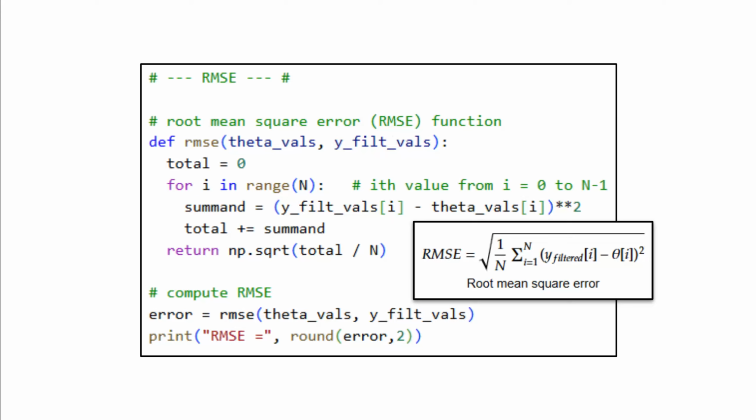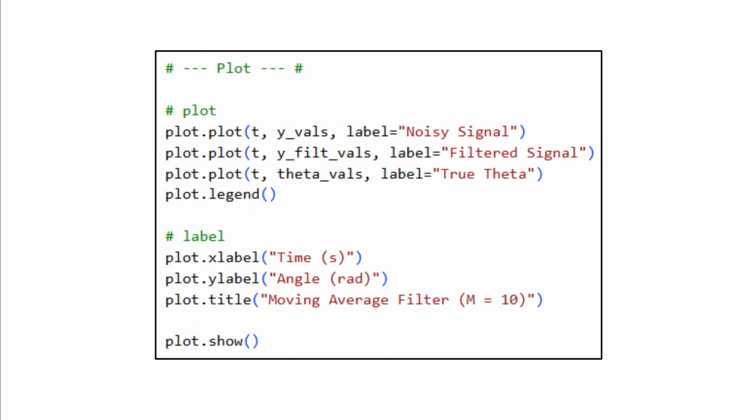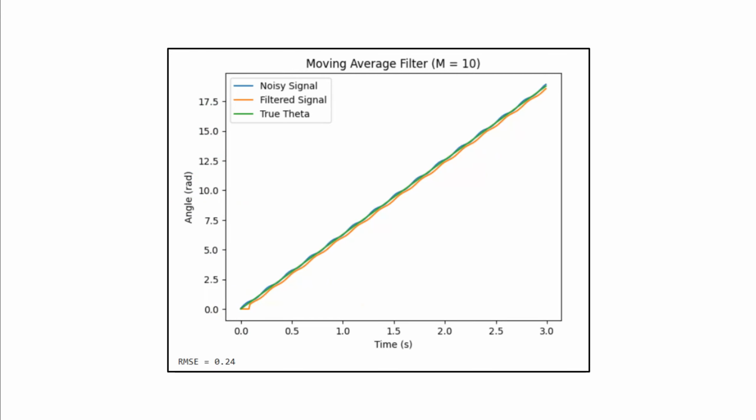And similar to the other one, the y filtered, this one's a series, so I have to use a for loop. So for i in range n, it's going to add to itself, and then square root and divide by n. Then we'll print that root mean squared error and round it to two decimal places. For plotting, I'm plotting t versus the y values, t versus the y filtered values, and t versus the theta values, and labeling them all. Then I created a legend. Then I labeled the x-axis as time, the y label as the angle in radians, and the title, and then we're showing the plot. That'll give us this.